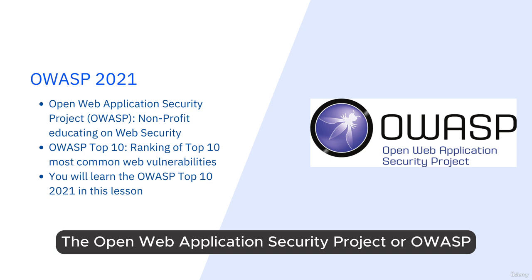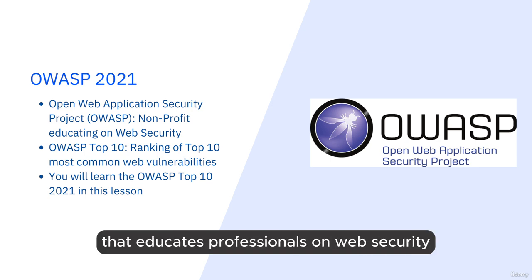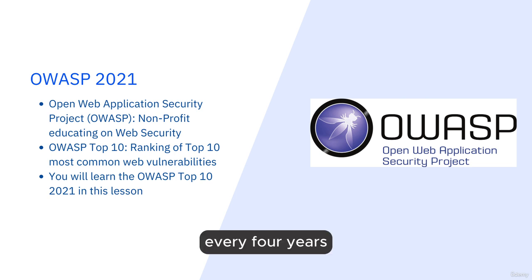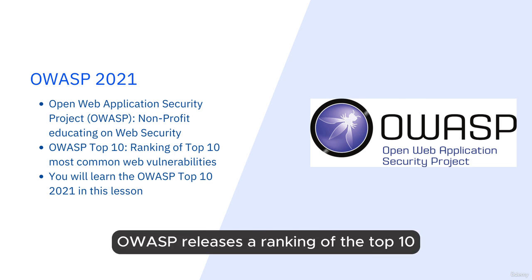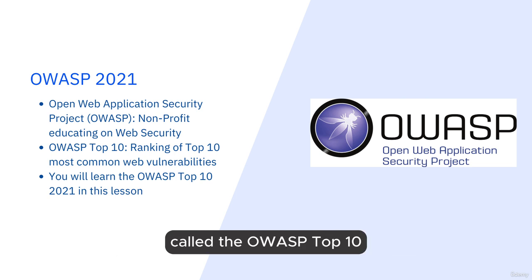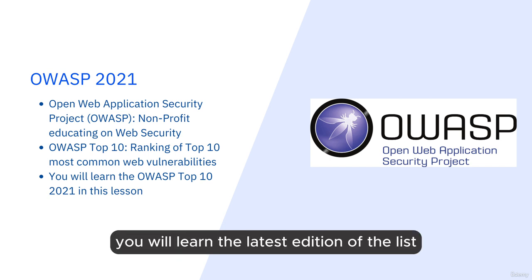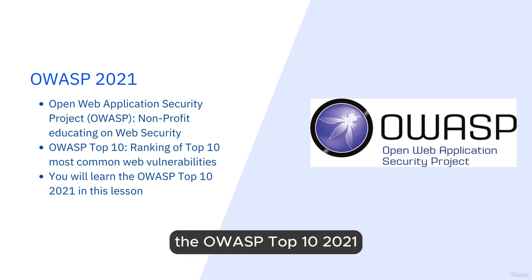OWASP. The Open Web Application Security Project, or OWASP, is a nonprofit organization that educates professionals on web security. Every 4 years, OWASP releases a ranking of the top 10 most common web vulnerabilities globally called the OWASP Top 10. In this lesson, you will learn the latest edition of the list, the OWASP Top 10 2021.